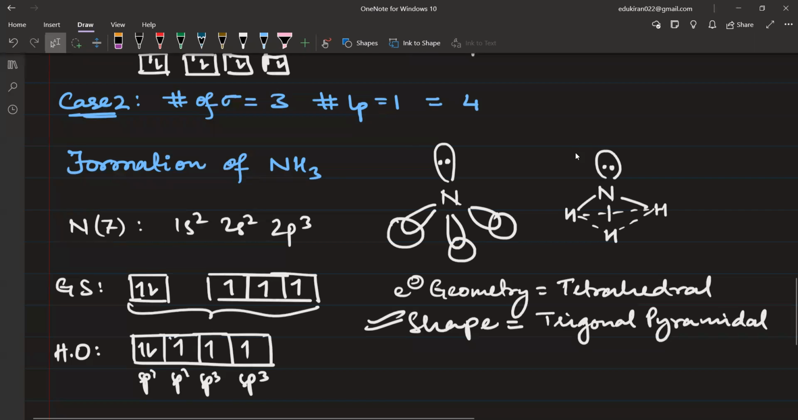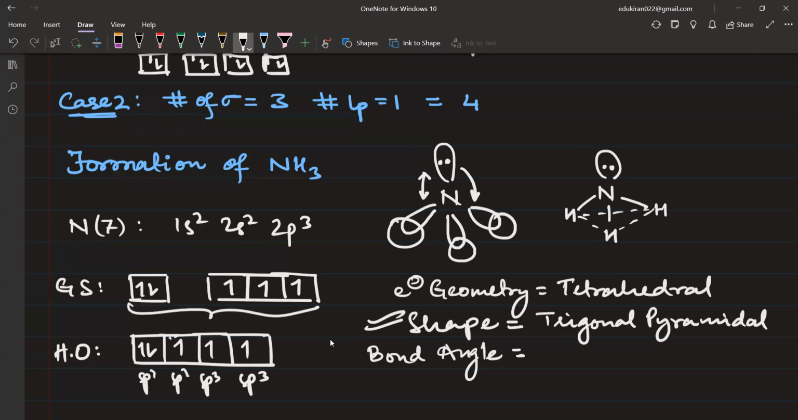Yes, sir. So in shape, we don't look at the lone pair electrons. We only look at the bonds. So the bonds are making trigonal pyramidal. Now the bond angle. Since lone pair and bond pair repulsion are more, the lone pair is going to repel this bond pair and it will shrink the bond angle. Initially it was 109, now the bond angle will become 107.